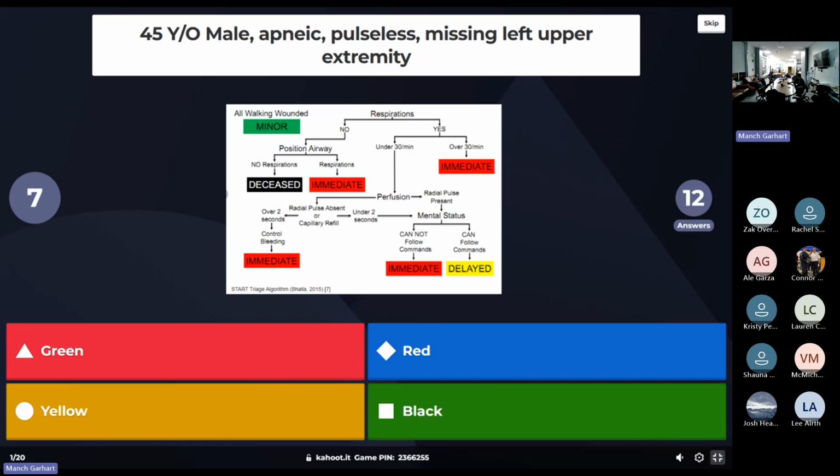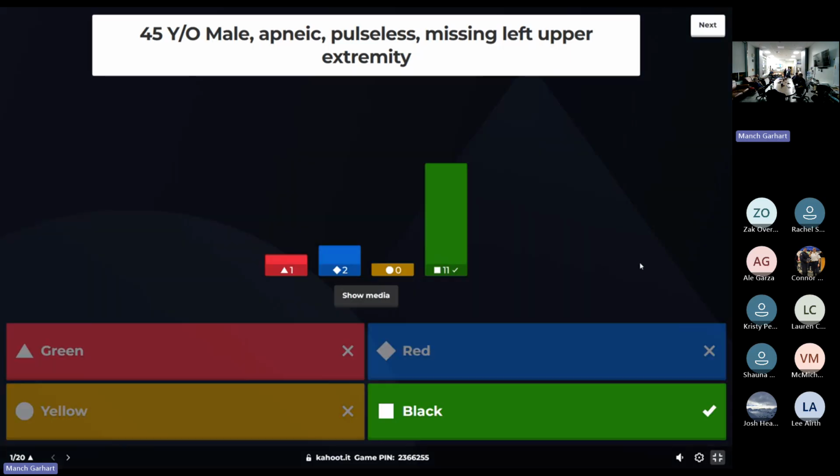Anna's very good at doing that. All right, 3 seconds. I think we got 14 people in. Here we go. Okay, so apneic, pulseless. They are, at this point, dead. So that's a black.